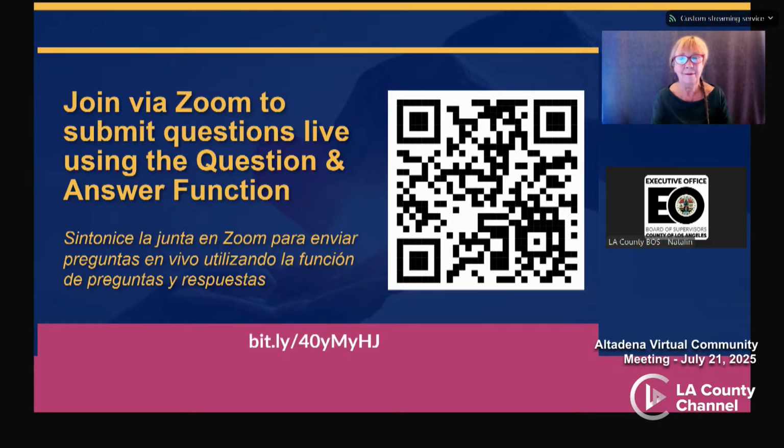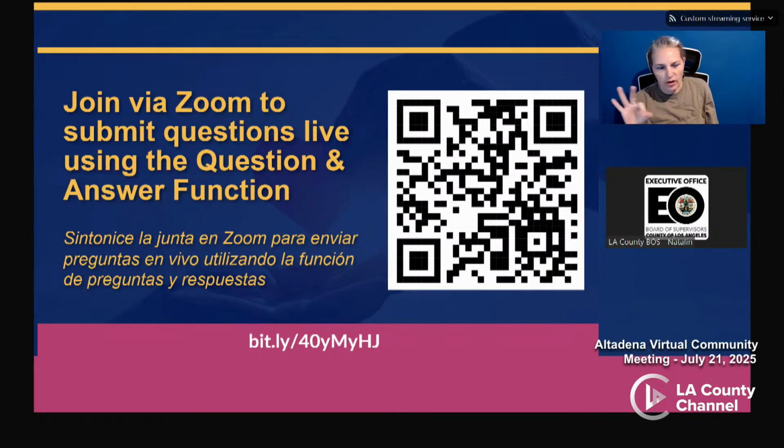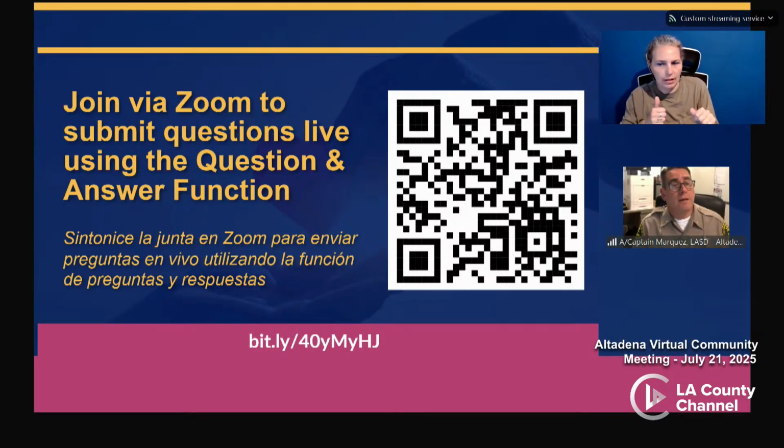Our first question is for the Sheriff's Department. And it reads, can we leave our vehicle parked in our driveway overnight as an exception to the parking citations? I think there might be a clarification needed. I'm not sure.